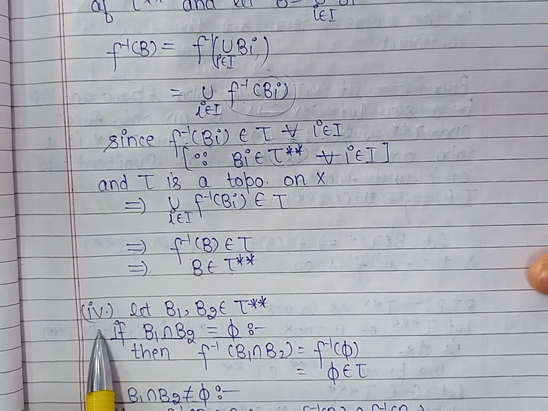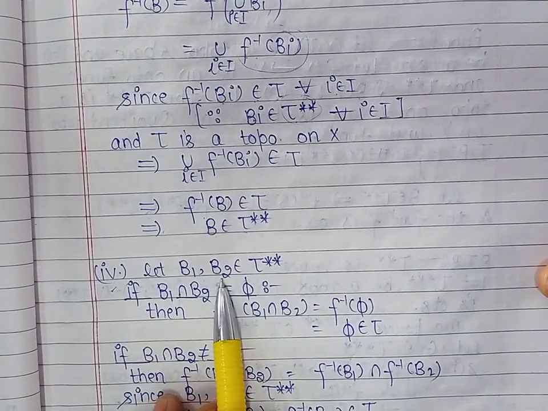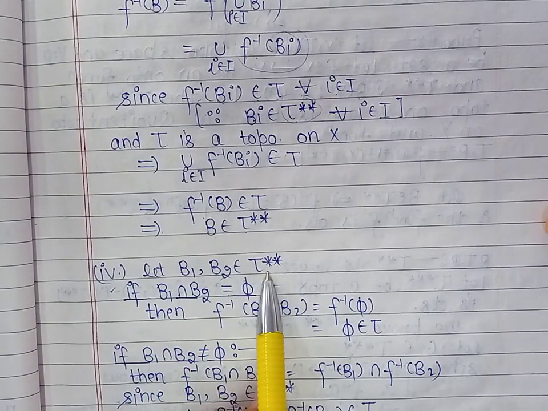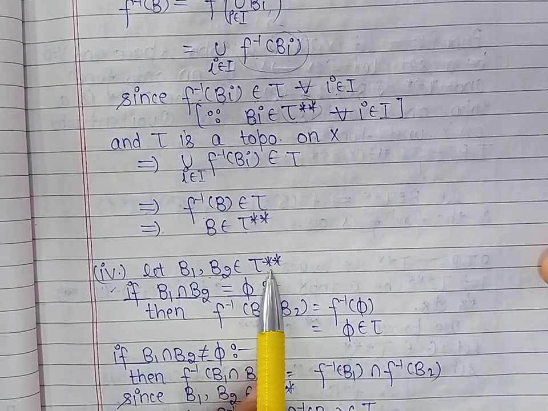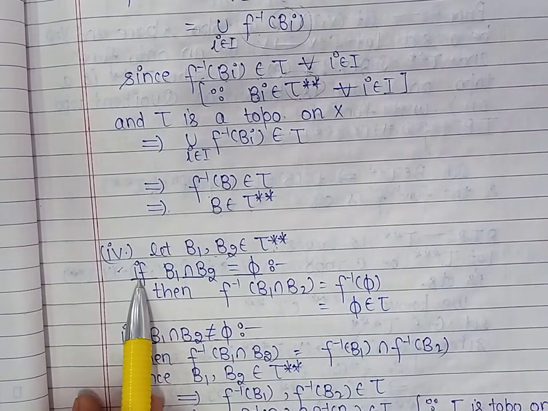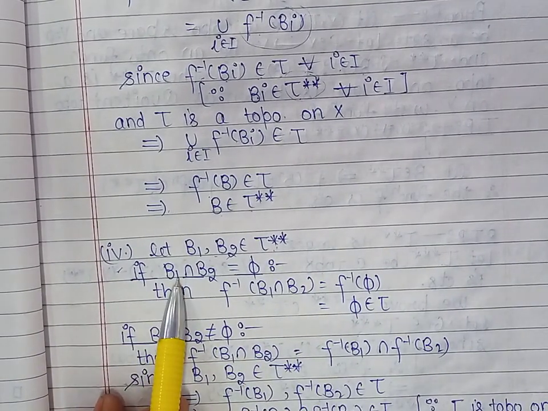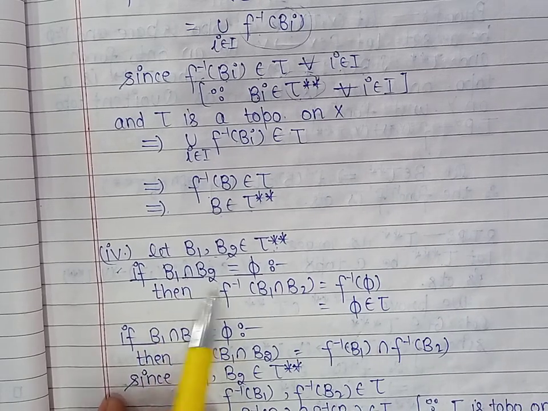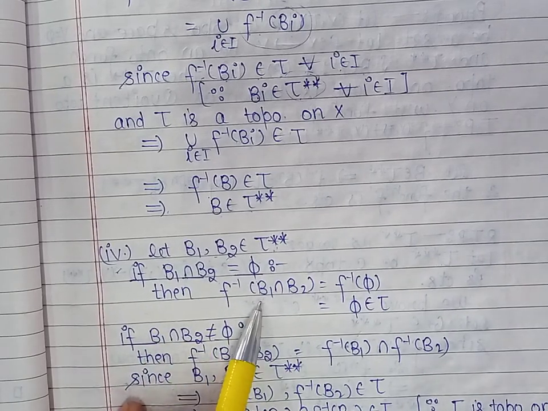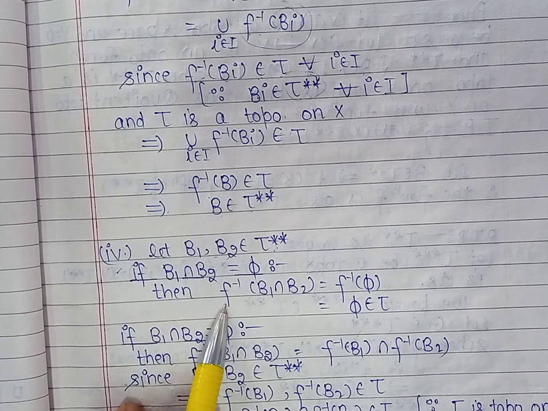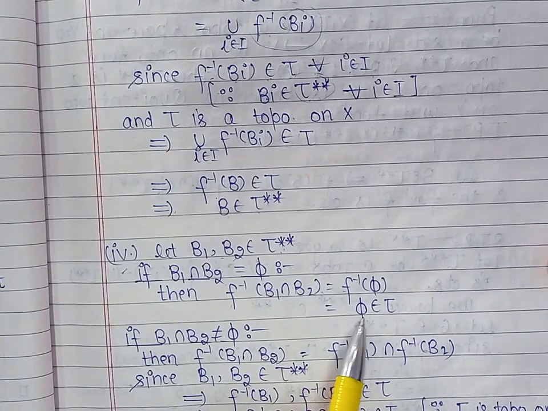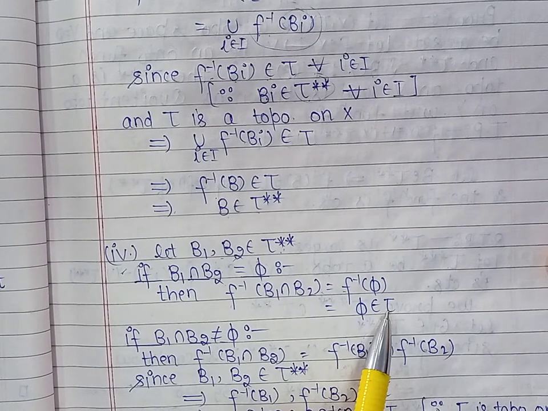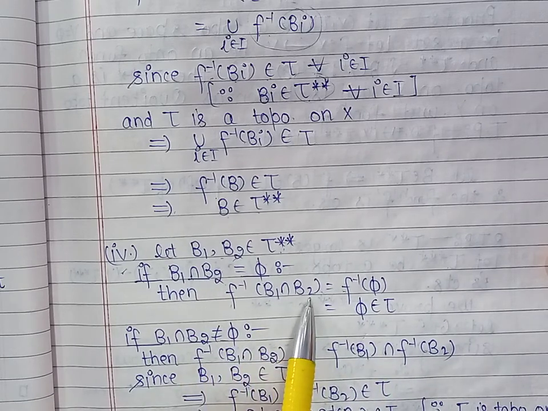And in the last condition, we take two members B1 and B2 from the collection tau double star, and we prove that B1 intersection B2 also belongs to the same collection. Now there are two possibilities, either the intersection is empty or non-empty. So if B1 intersection B2 is phi, then the inverse image of B1 intersection B2 under the function f will be f inverse phi, which is again phi, and phi belongs to the topology tau. So by definition, B1 intersection B2 belongs to the collection tau double star.